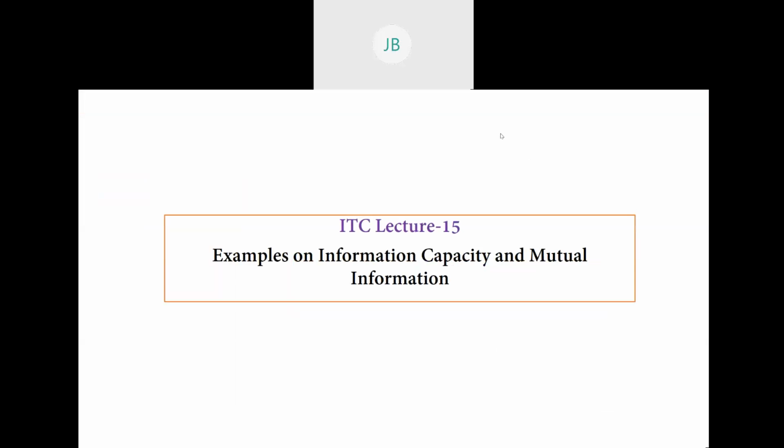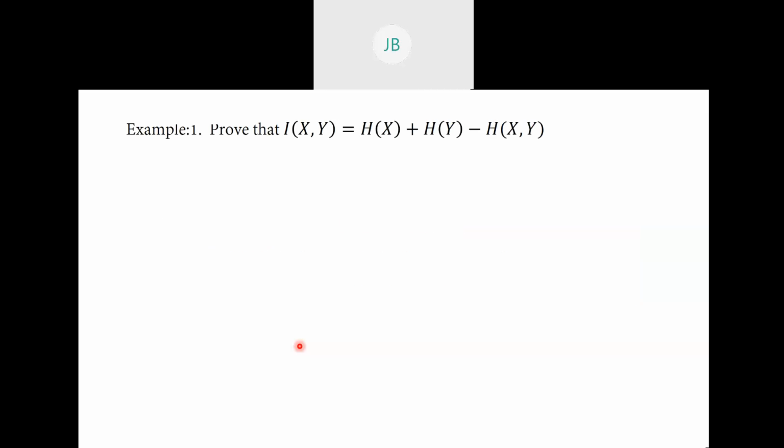So, good morning and welcome to the 15th lecture. In this lecture, we will talk about examples on information capacity and mutual information. We will be continuing our discussion from the previous lectures, where we saw a few other examples on information capacity. Today we will see both the information capacity as well as mutual information.